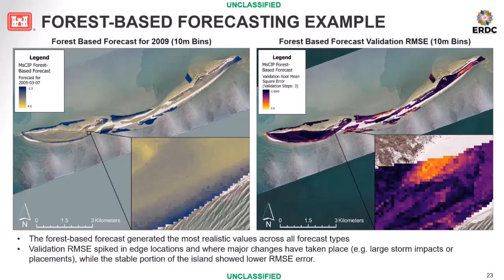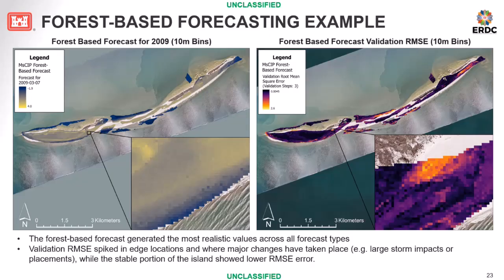If you gave me that raster and told me that it was real elevation, I'd probably believe you. I might question why your coverage was so sparse out there in the middle of the island, because typically topo is very easy to get, but that's just the nature of this forecasting. But it did generate the most realistic value across all the forecast types.